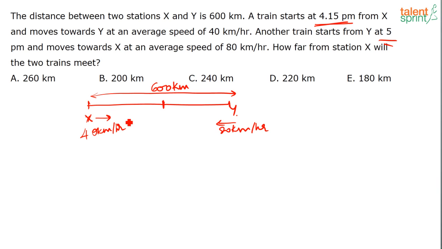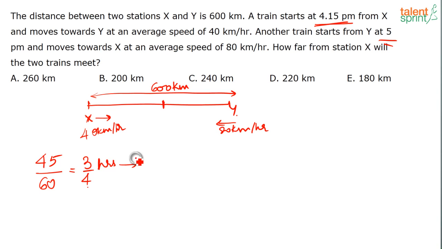Okay, so now let us take train X. Train X is starting at 4:15 p.m., so it is traveling for 45 minutes more than train Y. So in this 45 minutes, what will be the distance traveled by train X? You should convert 45 minutes into hours because in the problem everything is in terms of hours and kilometers, correct? So 45 minutes is nothing but 45 by 60, which is equal to 3/4 hours, correct? So in this 3/4 hours, how much does train X travel?